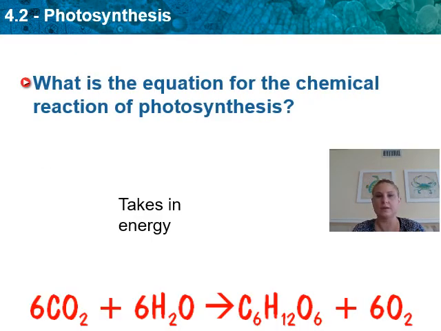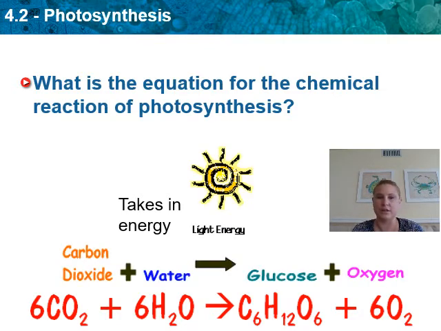So what exactly is the equation for the chemical reaction of photosynthesis? Well, down here, you're going to see the equation. So we've got our energy from the sunlight to make the reaction happen, and the plant takes in carbon dioxide and water. Those are our reactants, what we're going to put together to react. So again, that's carbon dioxide and water. Once that reacts with the energy of the sun, it turns into glucose and oxygen.